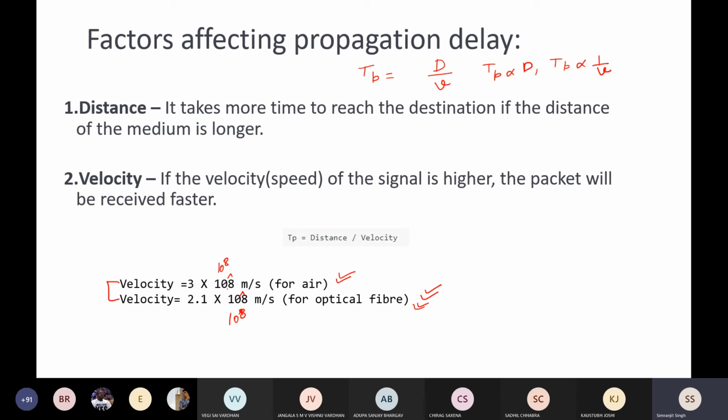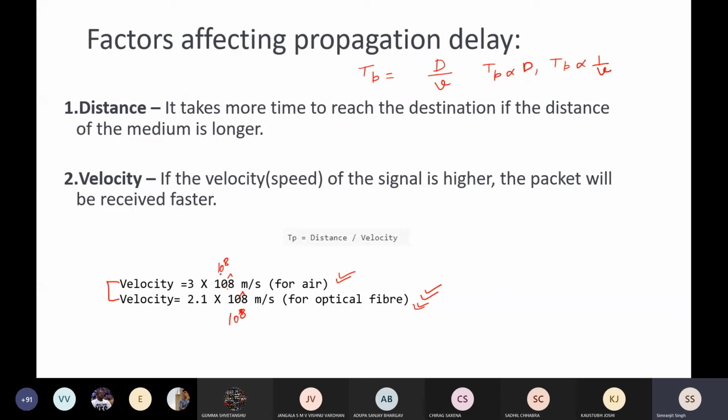Sir, optical fiber speed won't be faster? It should be faster, right? It should be traveling with the speed of light. Optical fiber is traveling with the speed of light, but still there is some loss there. So that is why the speed is a little bit lower. Okay, so Sir, there is some loss.